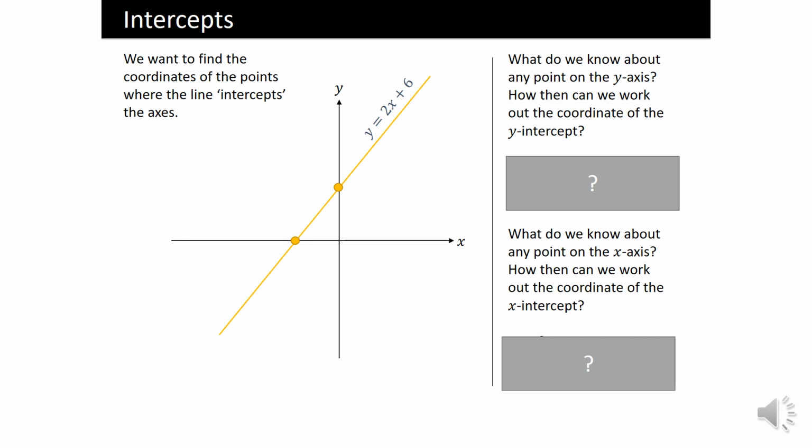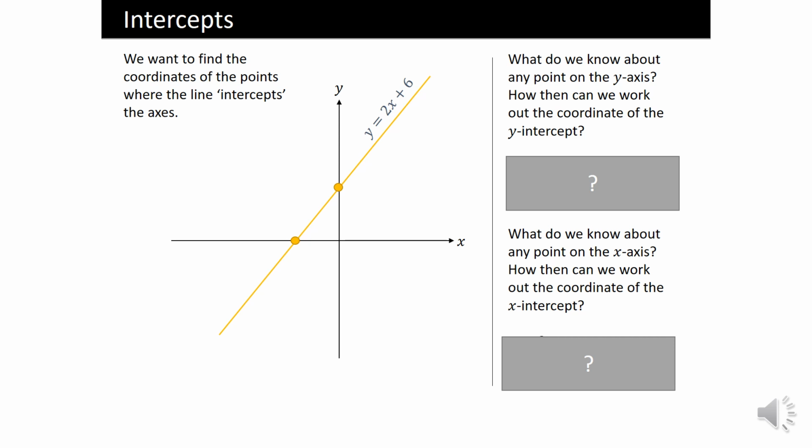So the intercept is where the line crosses an axis, so either the x or the y. When it crosses the y-axis, we call it the y-intercept. When it crosses the x-axis, we call it the x-intercept. When we're working this out, there is a shortcut we can use, which we will start to use later on. But for now, I just want to think about why that shortcut works.